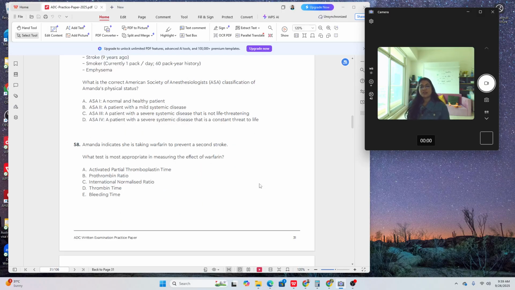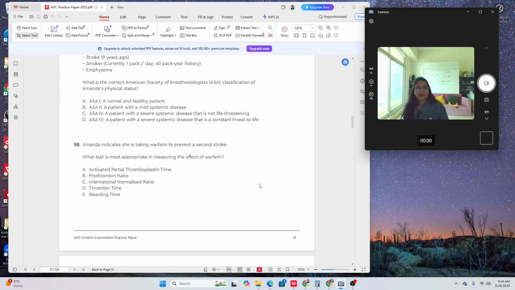Amanda indicates she's taking warfarin to prevent a second stroke. Okay, warfarin is a blood thinner. Which test is the most appropriate in measuring the effect of warfarin? Now this is the biochemistry question of the first year. The answer is straight international normalized ratio, INR.